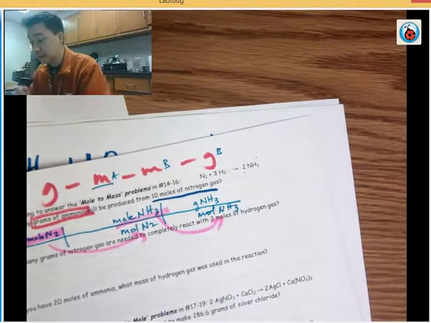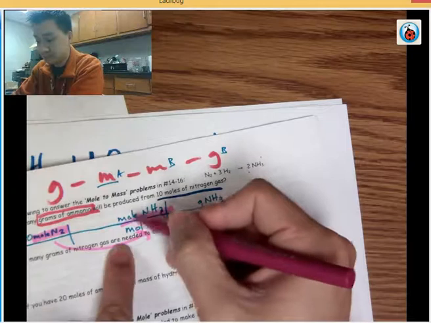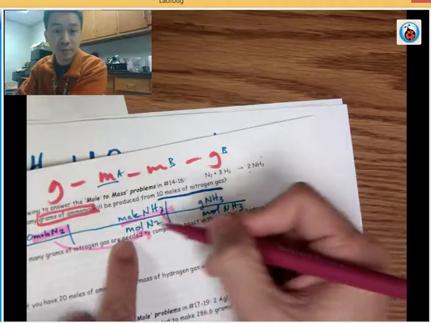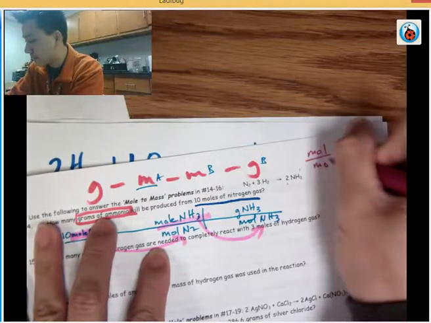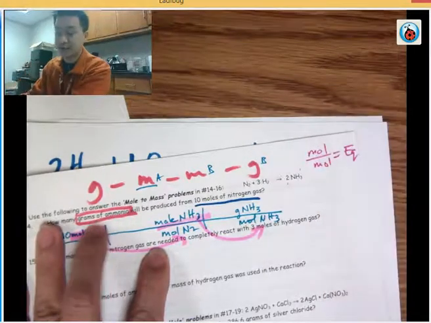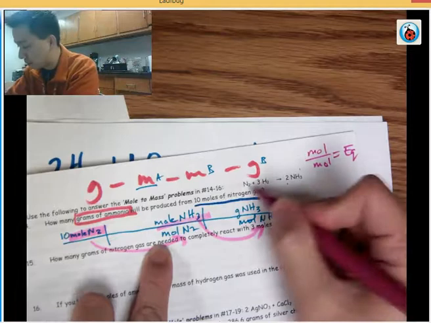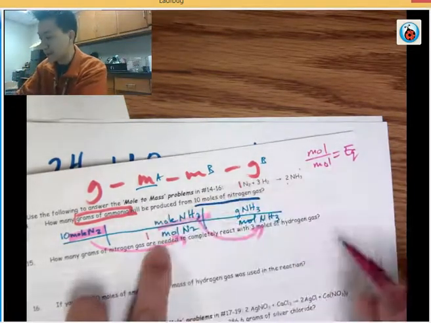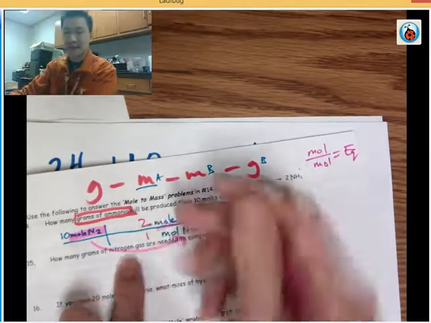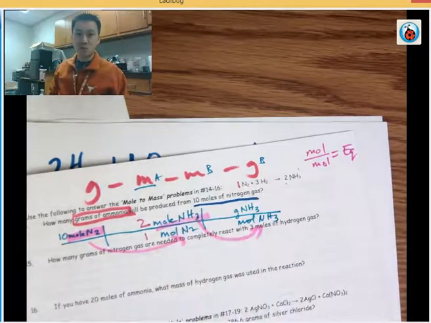Yeah. So, mole and mole. What did we say to use with mole and mole? So remember, mole over mole, get it from the equation. Mole and mole, mole of N2. Just look at what number is in front of N2. Nothing there, so it's a 1. NH3, there's a 2 there. That's the mole ratio. Okay?